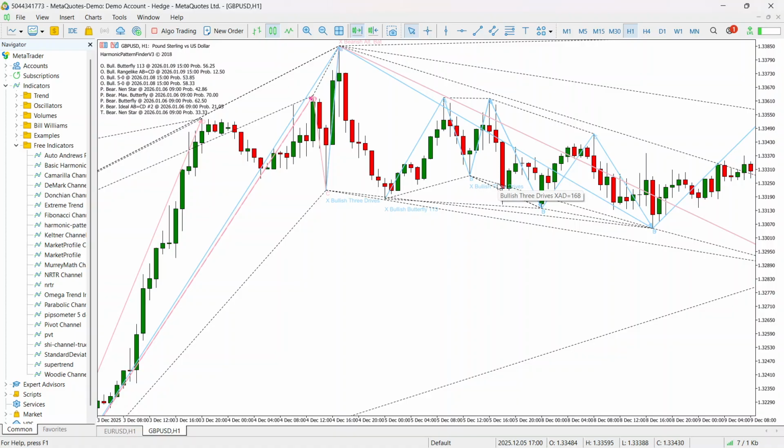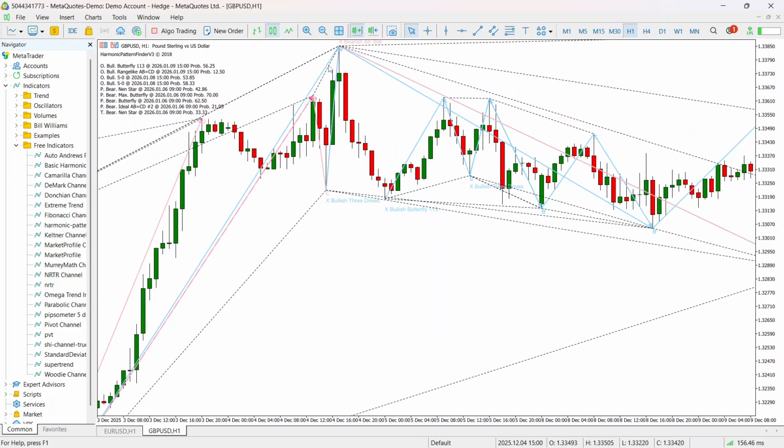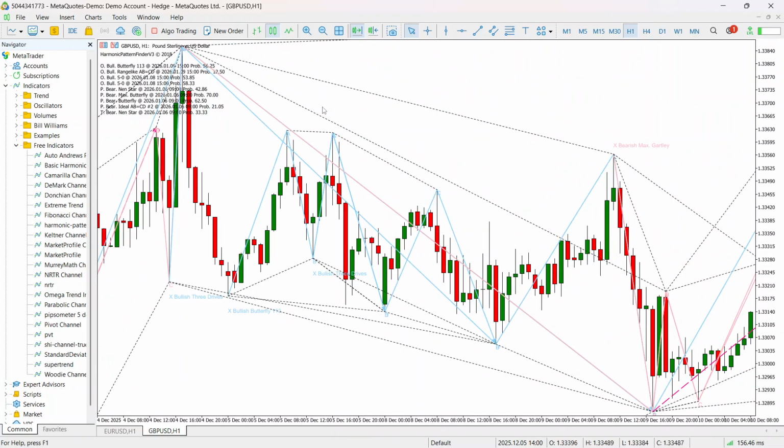The ZUP indicator scans price action in real time to identify these patterns as they develop, plotting them automatically on the chart with precise entry points, target levels, and stop loss suggestions based on the pattern's Fibonacci structure. On the chart, the ZUP indicator displays detected harmonic patterns with clearly labeled points including X, A, B, C, and D that define the pattern structure along with Fibonacci ratios shown for each leg of the pattern.